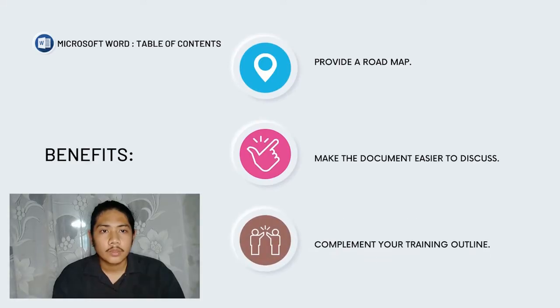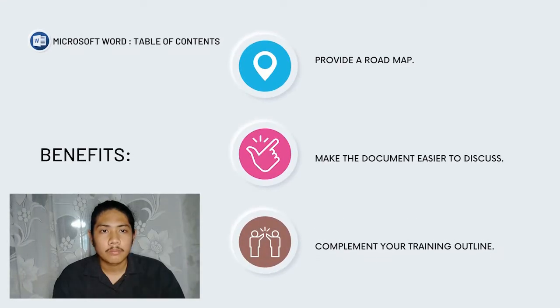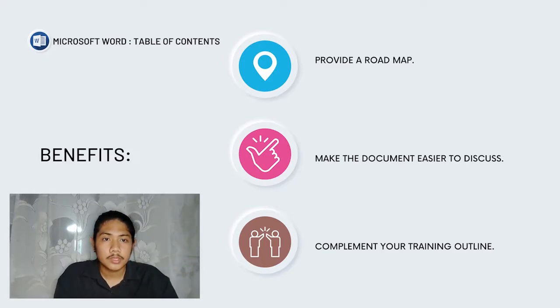Provide a roadmap. Ito ay kailangan ng isang magbabasa upang makita o mahanap agad ang kanyang babasahin. Ang mga gagamit nito ay tiyak na masisiyahan sa pamamagitan ng pagpindot sa talaan ng nilalaman o table of contents. Make the document easier to discuss. Kung ikaw ay may biglaang pagpupulong at nais mo makita agad ang iyong hinahanap na dokumento, ikaw ay magtakda ng isang pamantayan upang mapabilis ang paghahanap mo sa gagamiting dokumento para sa inyong pagpupulong.